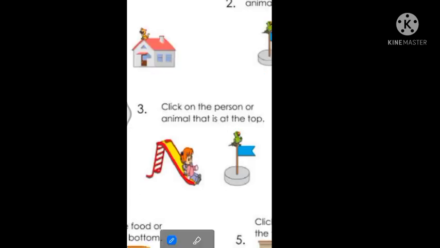Third question is the person or animal at the top, we have to tick it or put a circle on the person or the animal. Here you can see a boy is near the floor, sliding down, slide के bottom floor पे है ना, and the parrot is sitting on the top of this flag, ऊपर है ना. So that means who is at the top? Obviously this animal, this bird, right? So we have to put the circle on the parrot as we got the parrot at the top. Clear everyone? Compared to this boy.